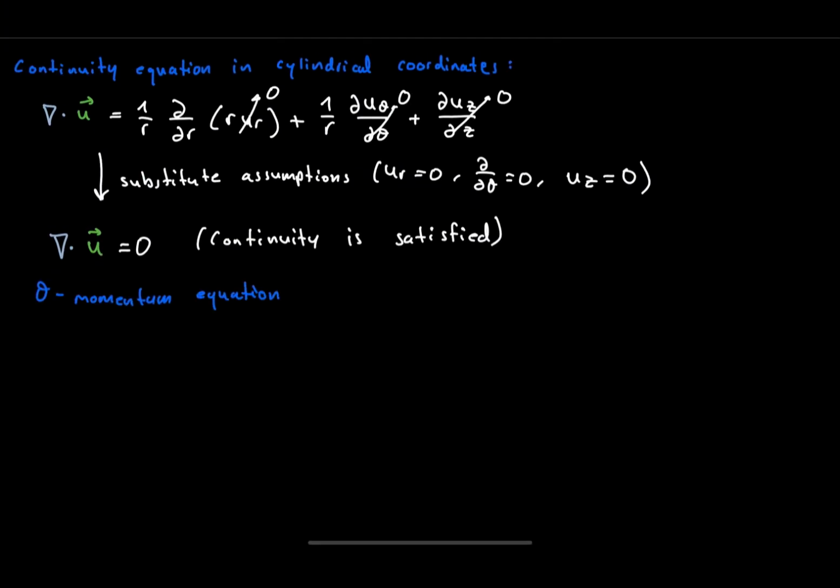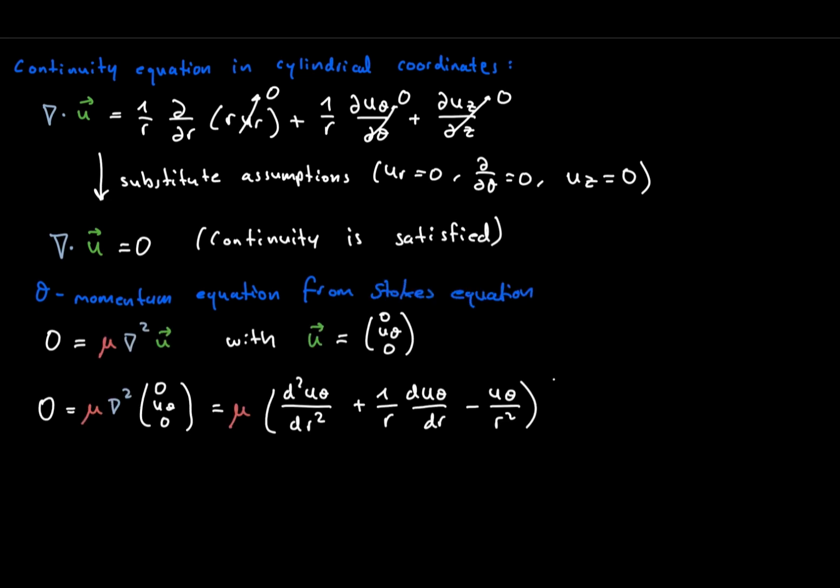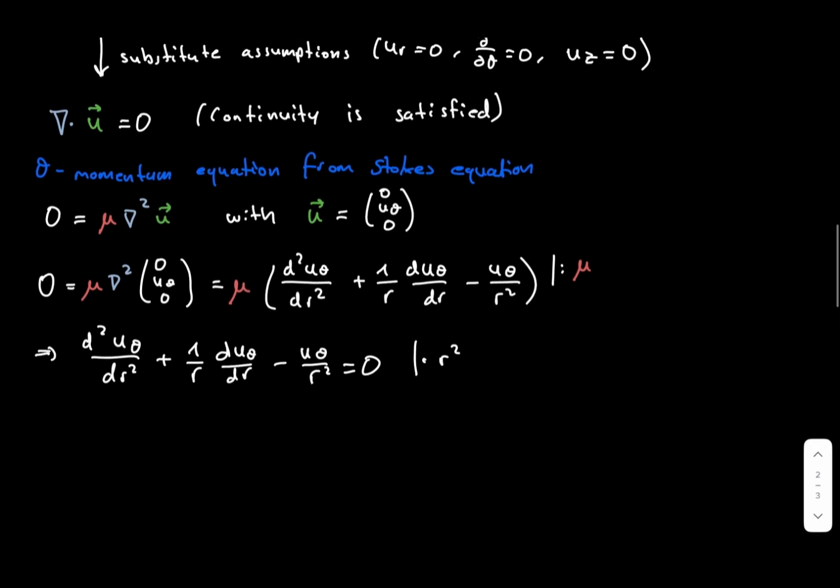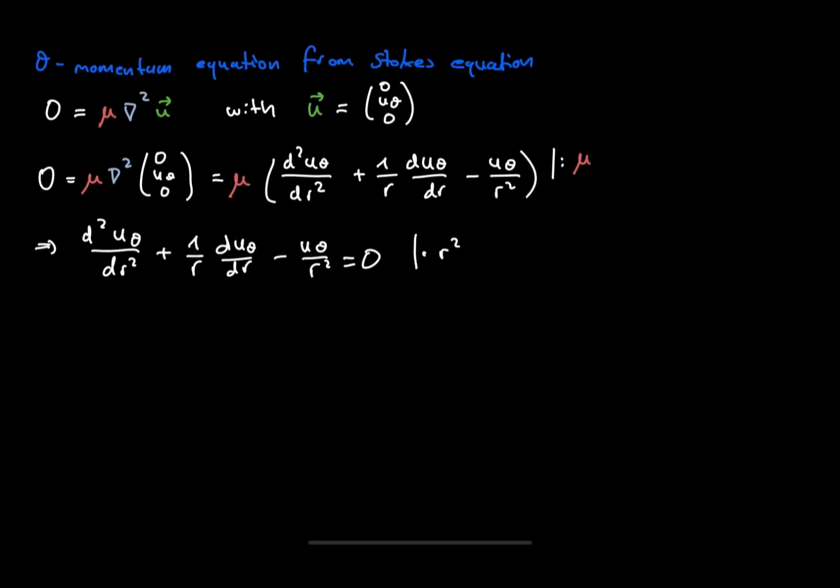Next, we use the theta component of the Stokes momentum equation. For the tangential velocity, the viscous term becomes the second derivative of u_theta with respect to r, plus 1 over r times the first derivative with respect to r, minus u_theta divided by r squared equals 0. To solve this equation, we multiply everything by r squared. The equation then becomes r squared times the second derivative of u_theta plus r times the first derivative of u_theta minus u_theta equals 0.